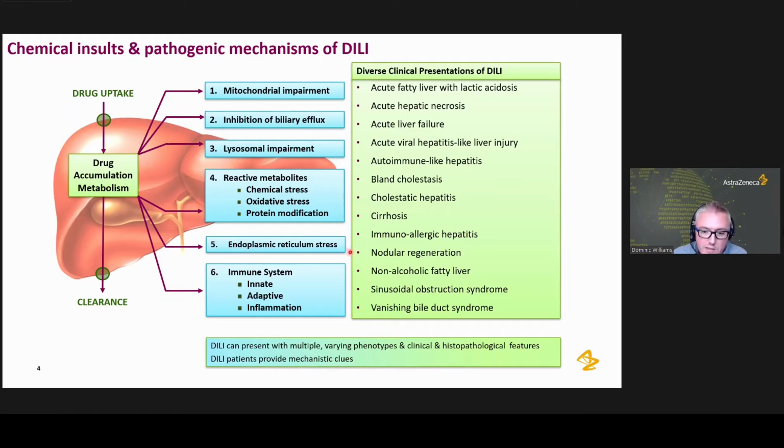And broadly, these can result in multiple varying phenotypes by which patients present with drug-induced liver injury with varying clinical and histopathological features. But really, the DILI patients provide these mechanistic clues that allow us to go back into the laboratory and look in vitro models to see maybe what we missed the first time around.